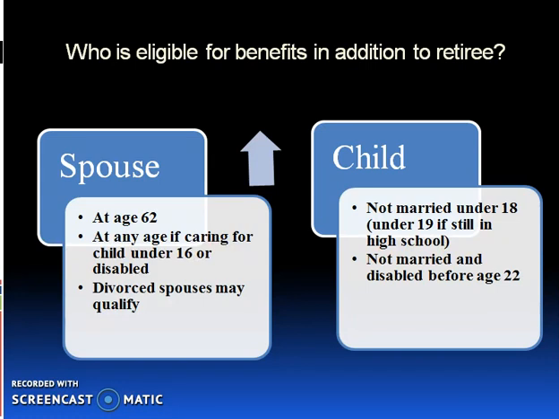So in addition to the retiree, there are other beneficiaries who might be entitled to Social Security. It's the spouse, and there are considerations of what is considered a spouse and for how long you have to be married for the spouse to be eligible for Social Security benefits, and the child. So again, there are considerations for the child as well.